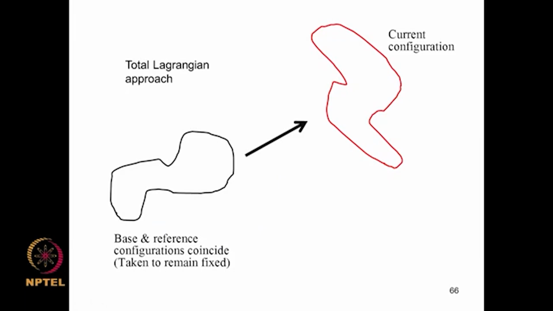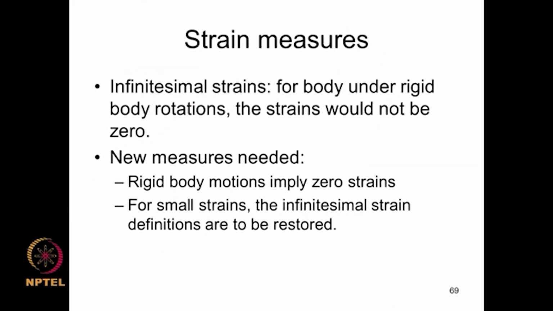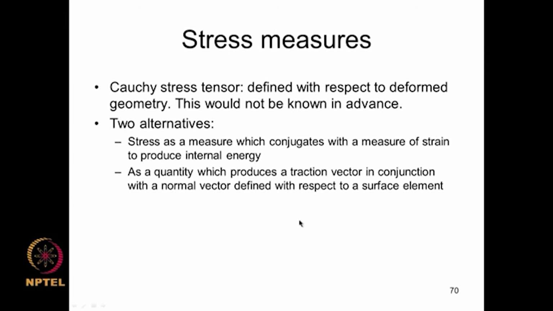In formulating the finite element formulations for nonlinear problems, we found that we needed to introduce certain newer measures for strains and stresses. For example, if you use infinitesimal strains for a body under rigid body rotations, the strains would not be 0, whereas we know that under rigid body rotations the strain should be 0. So, newer measures of strains are needed which satisfy two requirements, namely that rigid body motions imply 0 strains, and for small strains the infinitesimal strain definitions are restored.